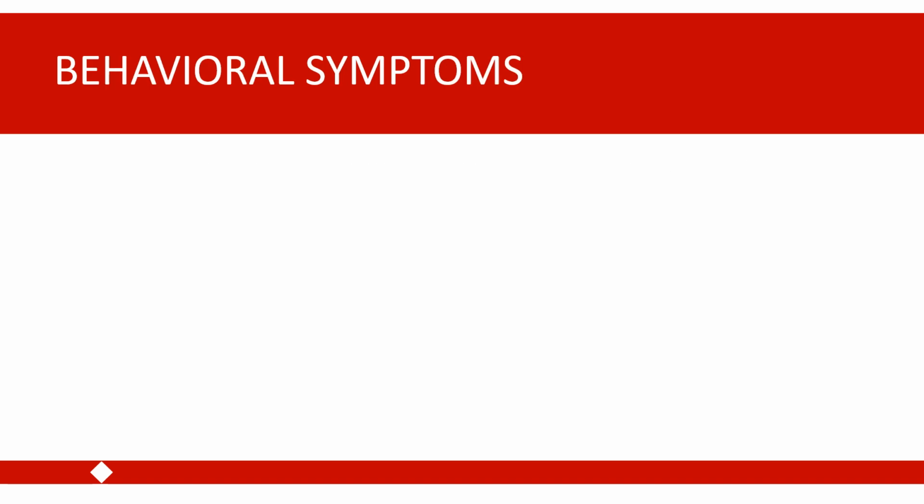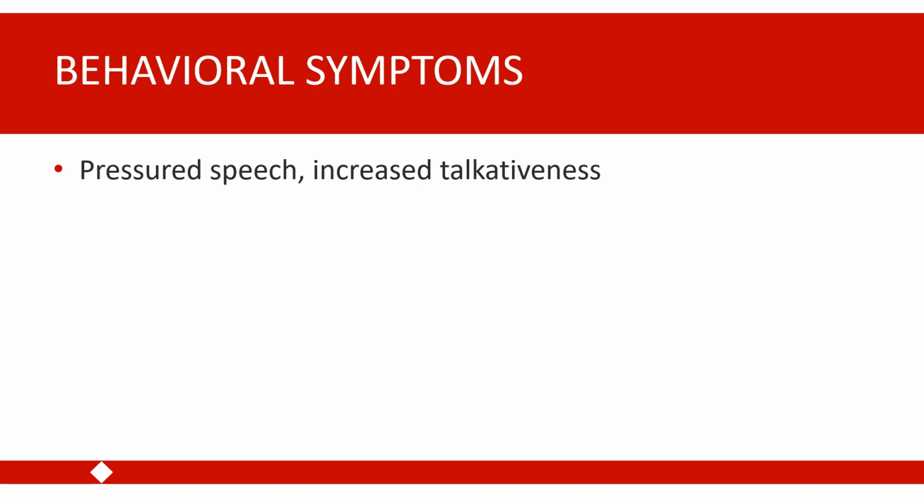In addition to the characteristic elevated mood, we might also see behavioral symptoms. These are changes in behavior that are characteristic of this elevated, expansive mood state. One behavioral symptom that we might see is changes in speech. This can be characterized by pressured speech. Pressured speech is difficult to interrupt, and it's very rapid. It can seem kind of like it's being driven by a motor. You might also see increased talkativeness.